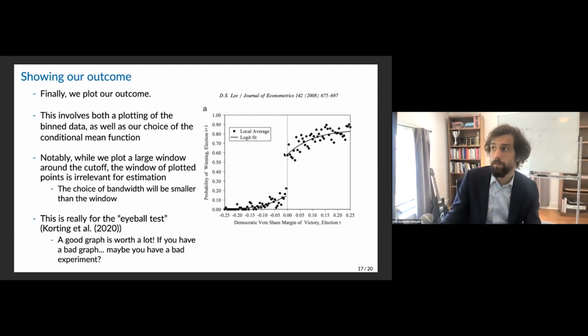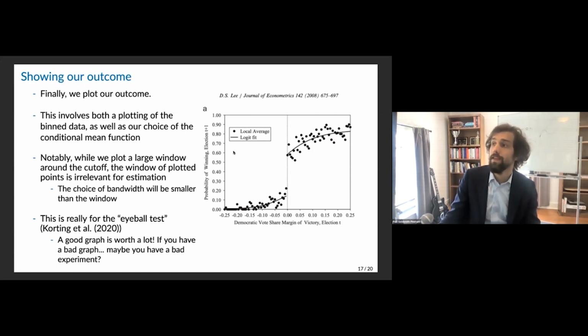Because remember, the bandwidth is going to be chosen basically to say, at our cutoff to the right, how many data points are we using in order to fit a local linear regression? And here he's doing logit, but I see no reason to do that in this setting. Obviously, he's a tenured professor at Princeton, but there's really no reason to do a logit here. You should just do a local linear regression.